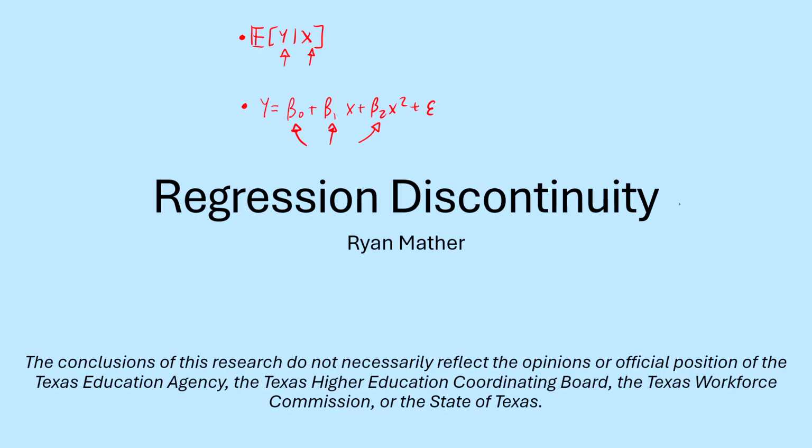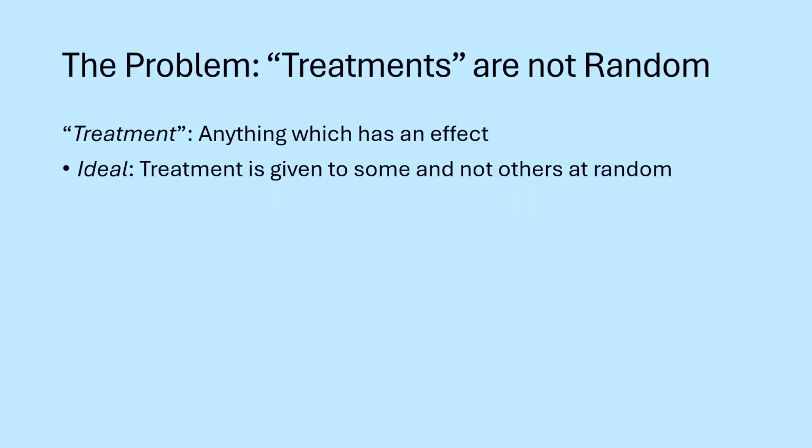All right, that's enough of an introduction. Let's get started here. One of the main problems that we face when we apply statistics to the real world is this. We're trying to find the effect of some kind of treatment. And a treatment could be anything that has an effect. Think medicine, think a government policy, or an educational intervention, something like that. And we want to know what effect that treatment has.